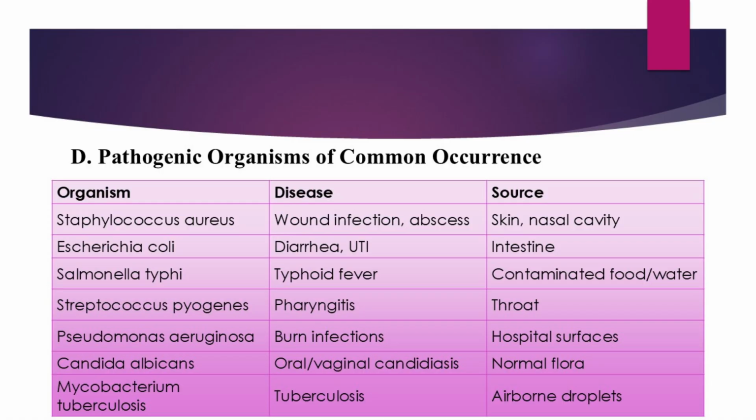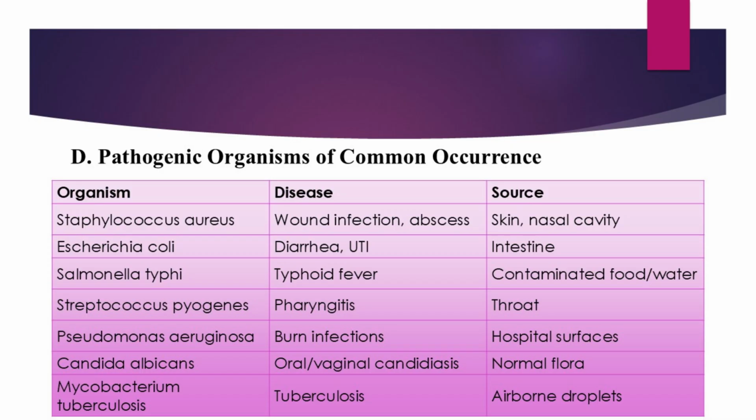Reading the slide titled D. Pathogenic organisms of common occurrence. The table columns are organism, disease, source. Row 1. Organism, Staphylococcus aureus. Disease, wound infection, abscess. Source, skin, nasal cavity. Row 2. Organism, E. coli. Disease, diarrhea, UTI. Source, intestine.